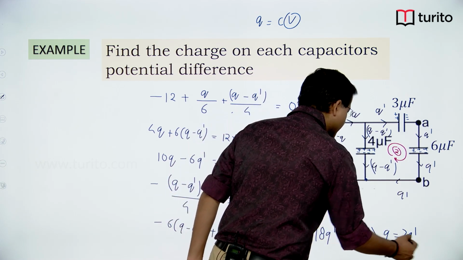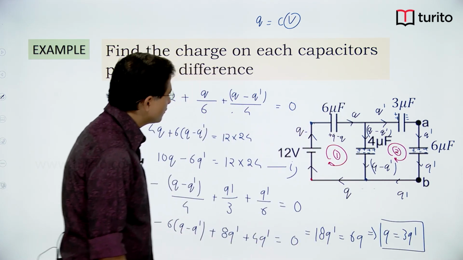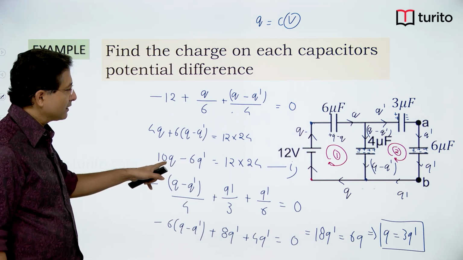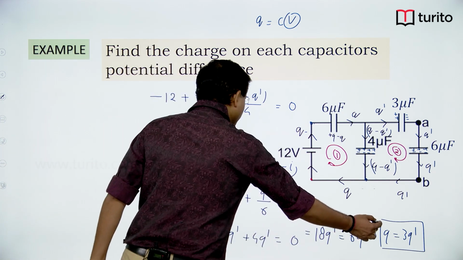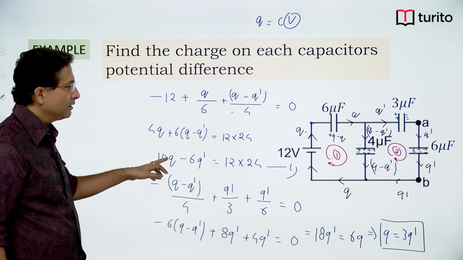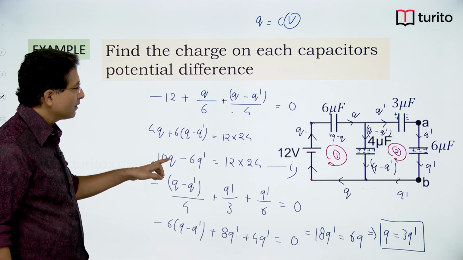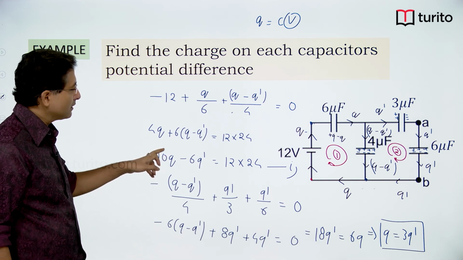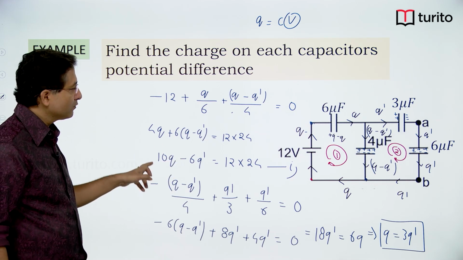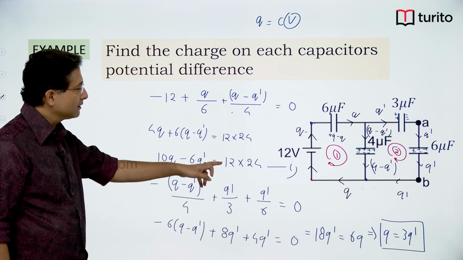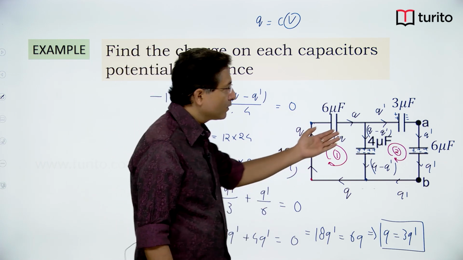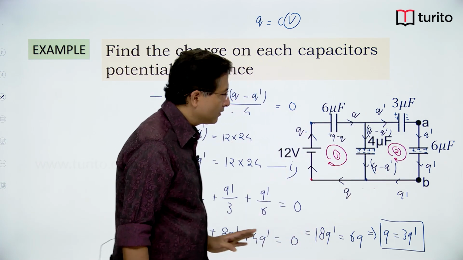So from this equation I have q equal to 3 q dash. If I substitute into this equation and simplify, 3 q dash will appear, here I can see 30 q dash, 30 minus 6 will give you 24, that 24 will get cancelled out, and then we get q dash as 12. So this q dash is 12 microcoulomb.